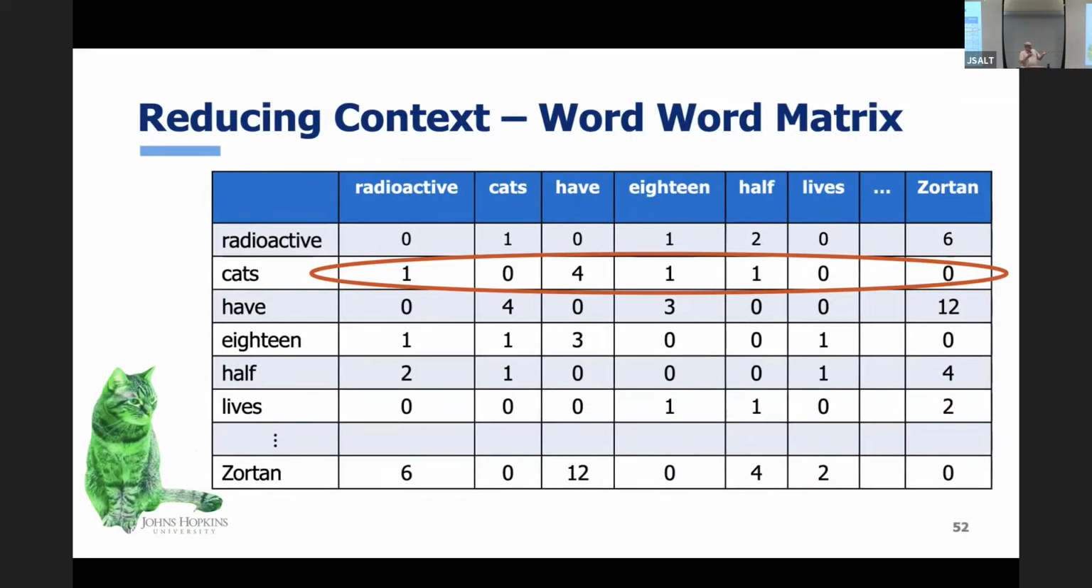So one thing people wanted to do was reduce the size of the representation. So here we're looking at a word matrix, which is the number of times a given word appears, say, within 2 words of another word. So the first one there on the cats row says that cats and radioactive occur once within 2 words of each other in the collection. Okay. So we now have a word matrix. This is also a perfectly reasonable representation. But we'd like to reduce the size.